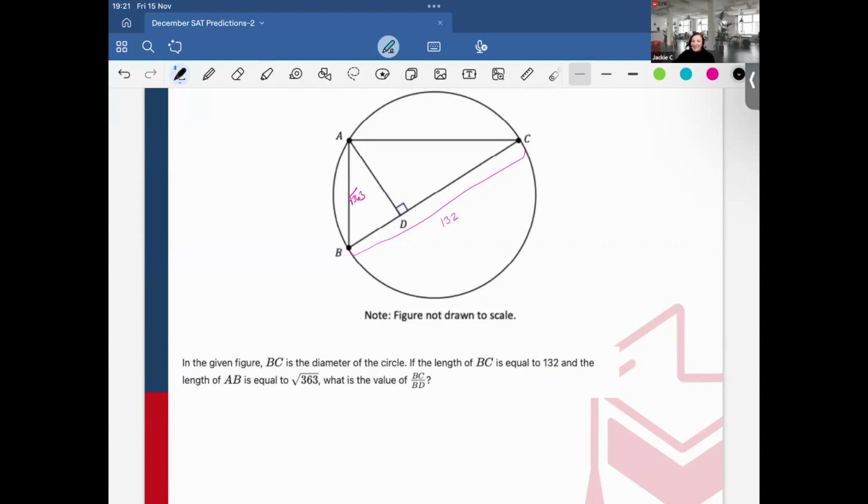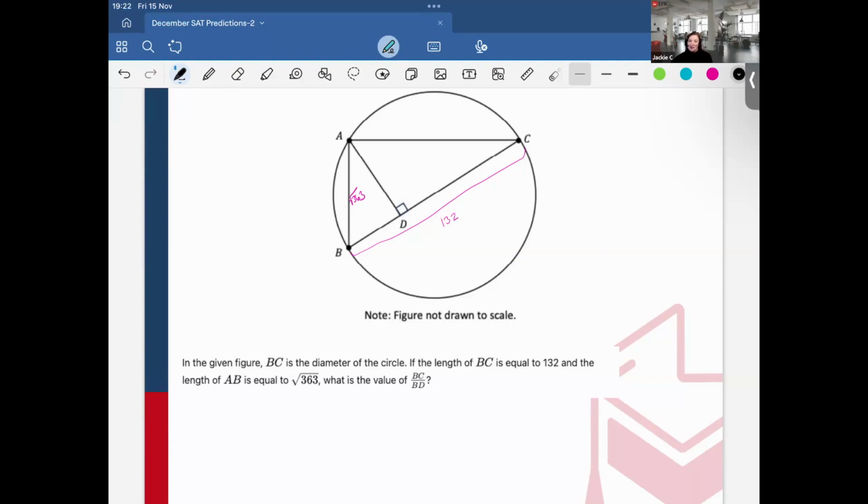Okay, well, I think important to know, and you should know this for the exam, is an important thing about diameters and right angles in circles. So in any circle, if a point lies on the circumference and is connected to the endpoints of the diameter, it's going to form a right angle with the diameter. So this is also known as the inscribed angle theorem of the diameter.